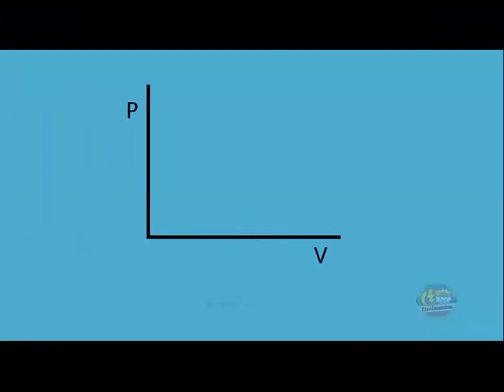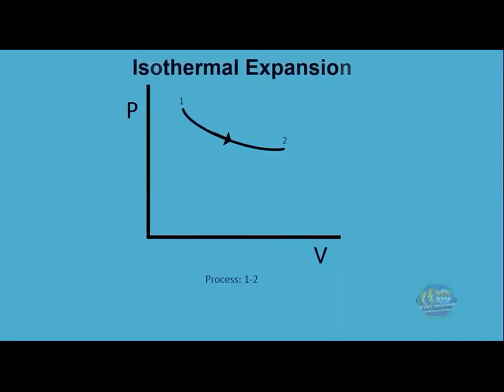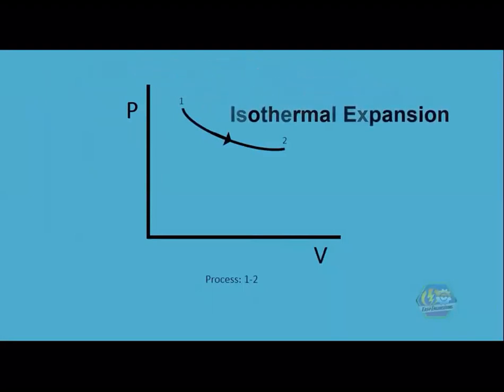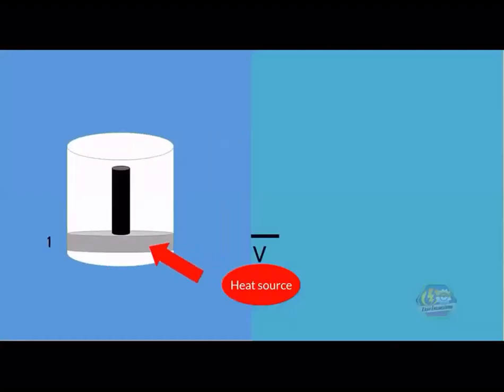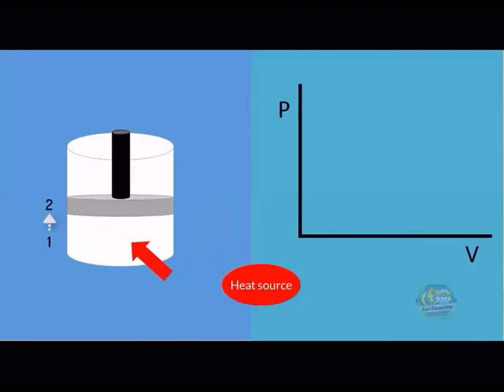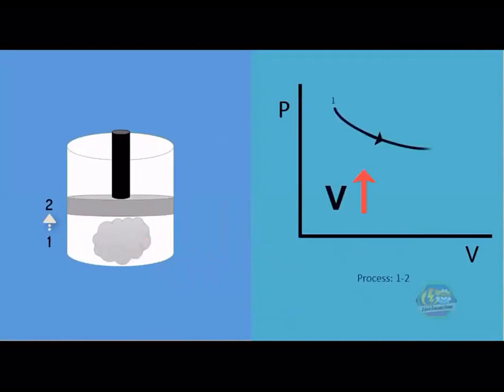So now for the first process, process 1 to 2. This process is called isothermal expansion. Isothermal in thermodynamics means no change in temperature, or in other words, temperature is constant within this process. So what happens here is that the heat energy from the heat source is transferred into the ideal gas. As a result, the gas expands, which then increases the volume and decreases the pressure.